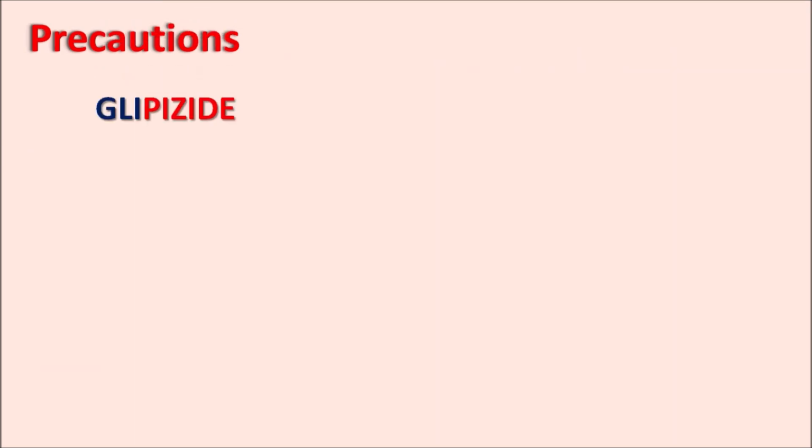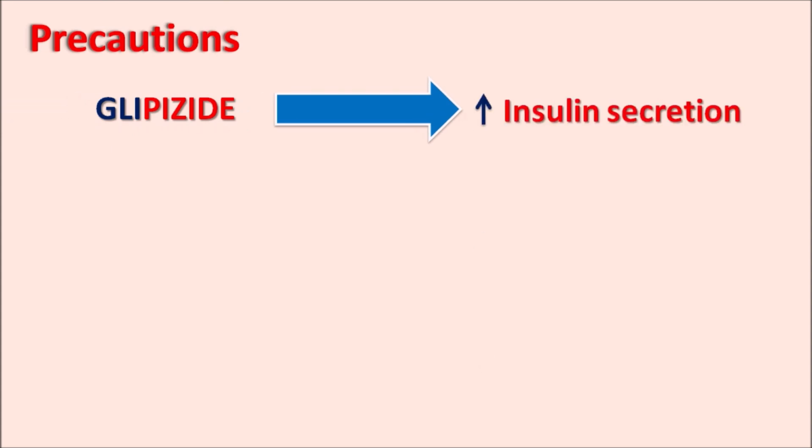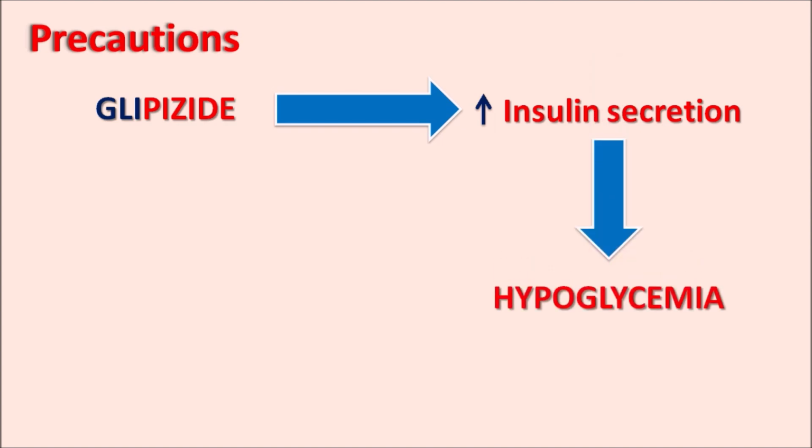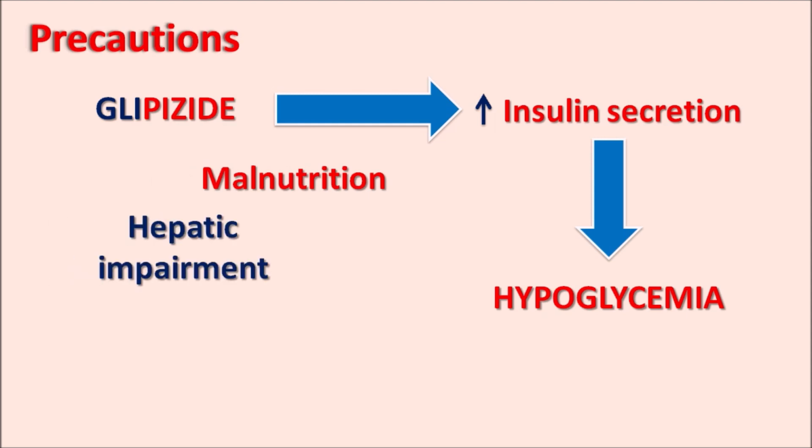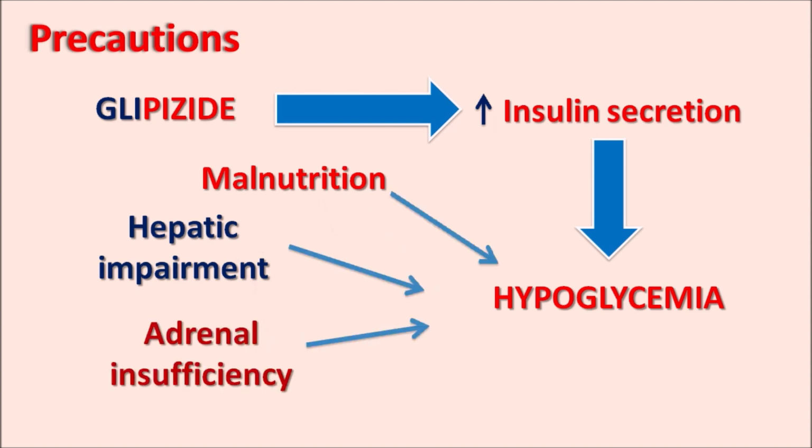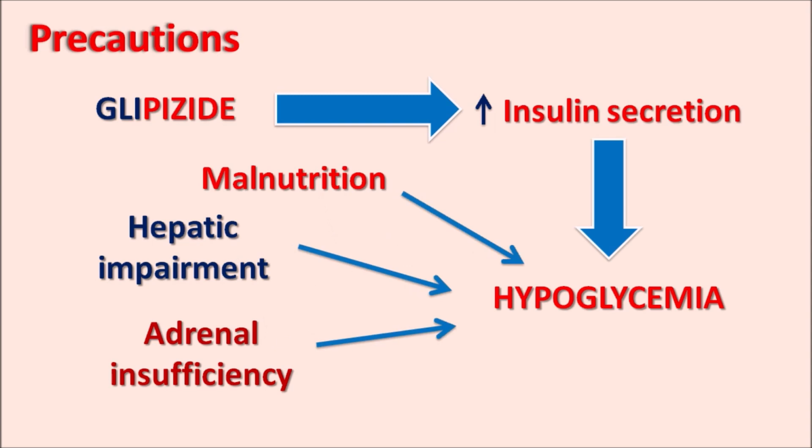Similarly, another important precaution is that glipizide is going to increase the insulin secretion, and when insulin is released into the blood, it decreases the glucose levels resulting in hypoglycemia. This is one of the common problems with most of these oral hypoglycemic agents, and this is more observed with sulfonylureas because they increase the insulin secretion. And if the patient has other conditions like malnutrition or hepatic impairment, which results in decreased metabolism of glipizide, or adrenal insufficiency, all of this can promote the hypoglycemia produced by glipizide, resulting in severe hypoglycemia, with shakiness, tremors, and a falling sensation in the patients.